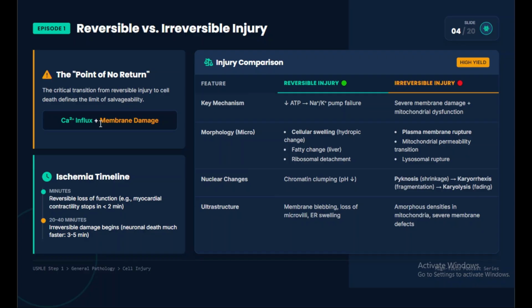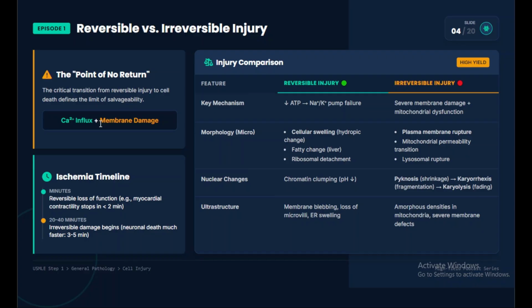Now, ischemia timeline. First of all, let's understand this with a clinical example. Ischemia means loss of blood supply, which leads to oxygen and nutrition deprivation. The timeline of damage is very important in exams and clinical medicine, of course, because within less than 2 minutes, cells lose their functional ability.